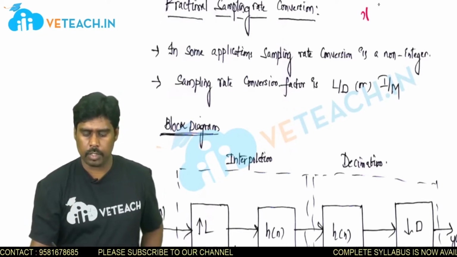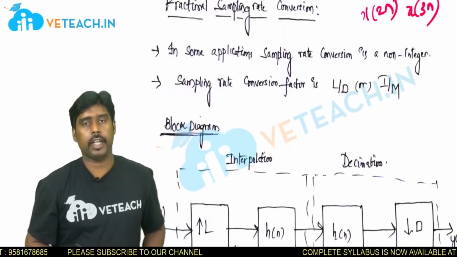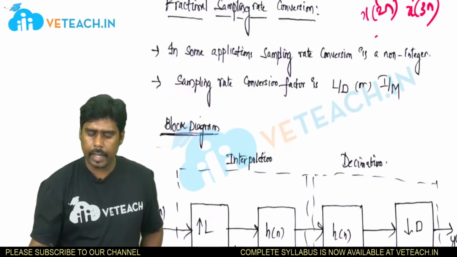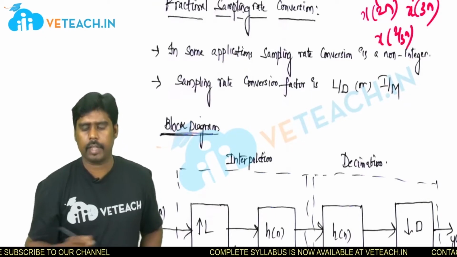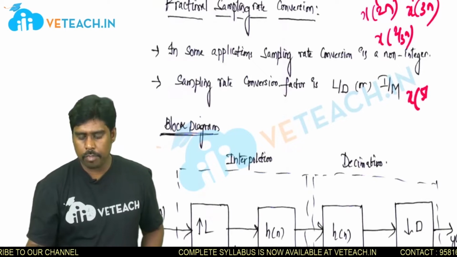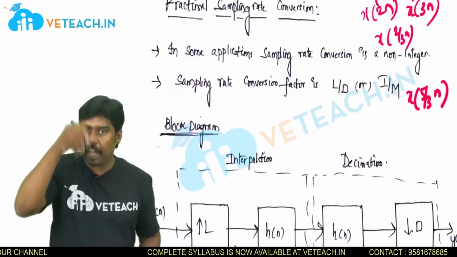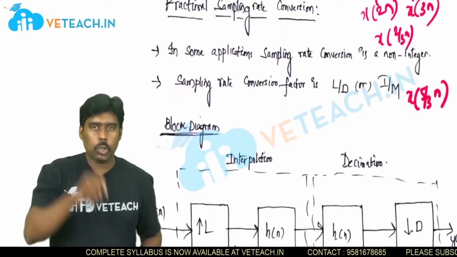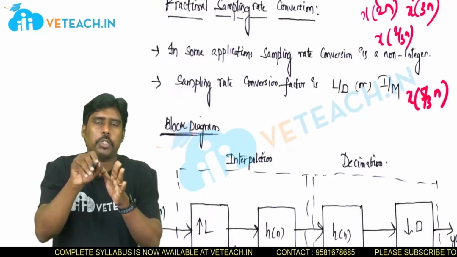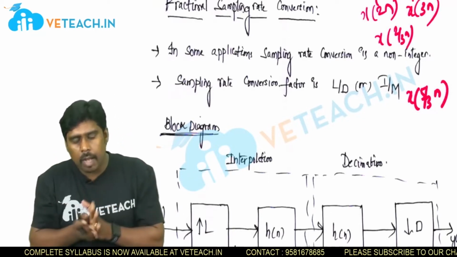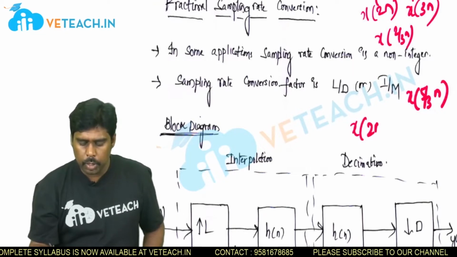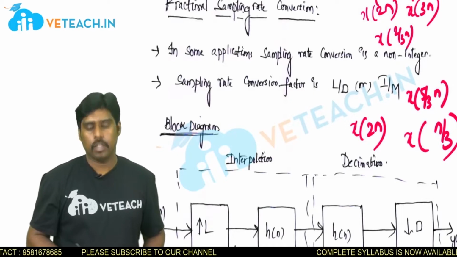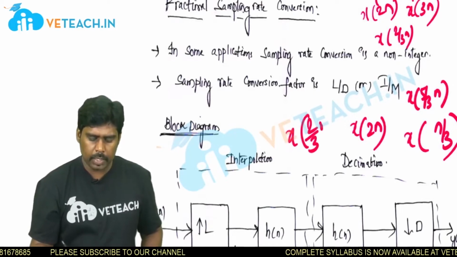So far you know x of 2n, x of 3n. So this is an integer, you know how to do this. Now consider a case where x of 2 by 3n or x of 5 by 3n. So 5 by 3 is not an integer, it's a fractional value. How to solve this? That means this is a combination of downsampling and upsampling. X of 2n is downsampling. X of n by 3 is upsampling. So if you combine that, it is x of 2 by 3n.